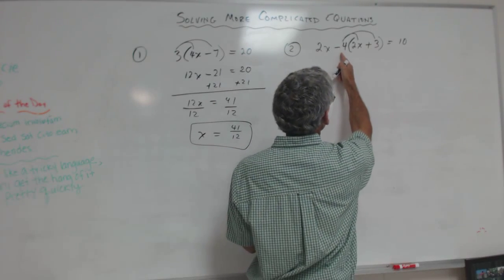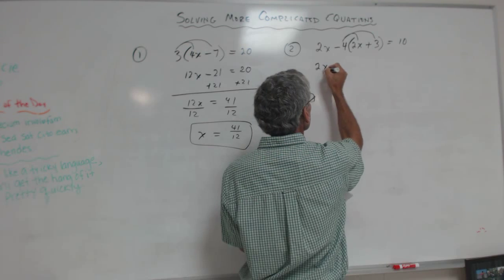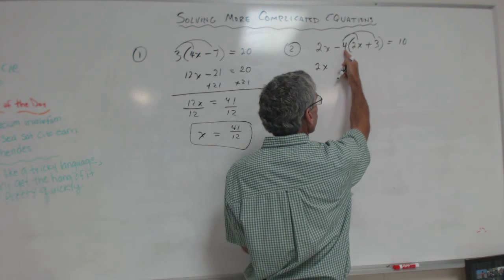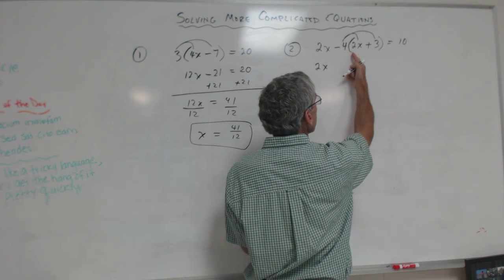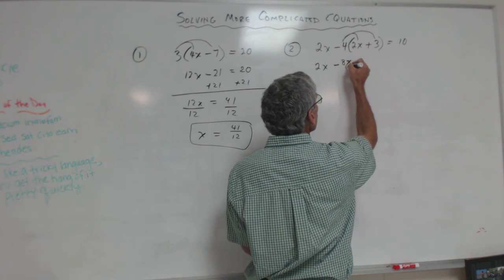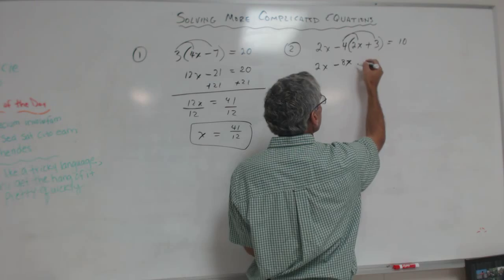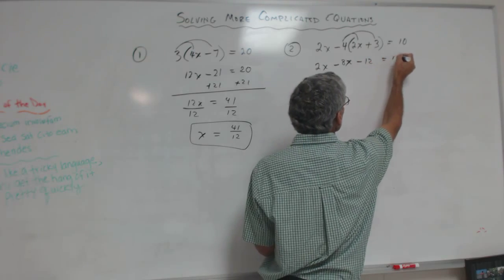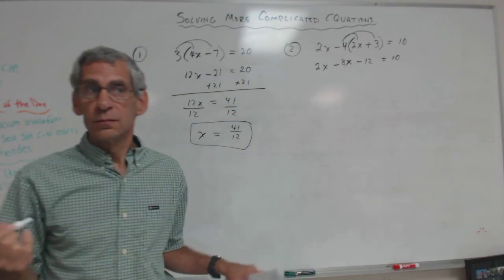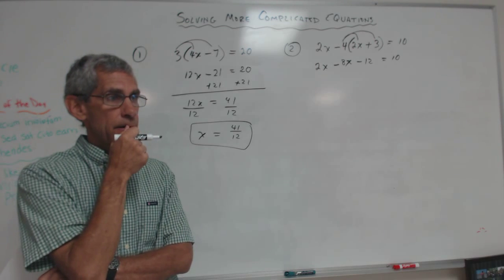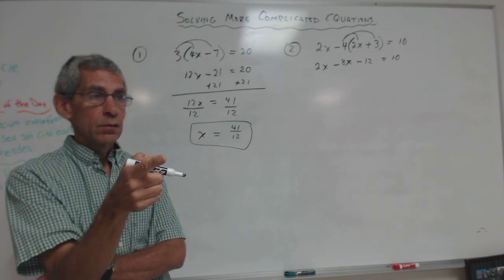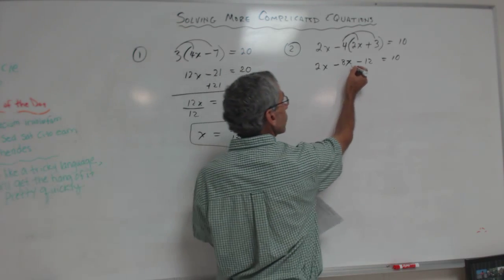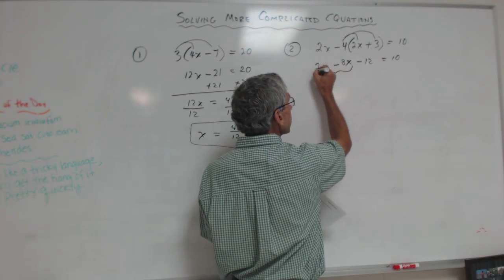So negative 4, so I'm going to just rewrite my 2x. I'm not doing anything there. What's negative 4 times 2x? Negative 8x. What is negative 4 times 3? Negative 12 equals 10. Now what do I do? You subtract 2x minus 8x. Okay, these are like terms, right? Those are like terms. Beautiful.